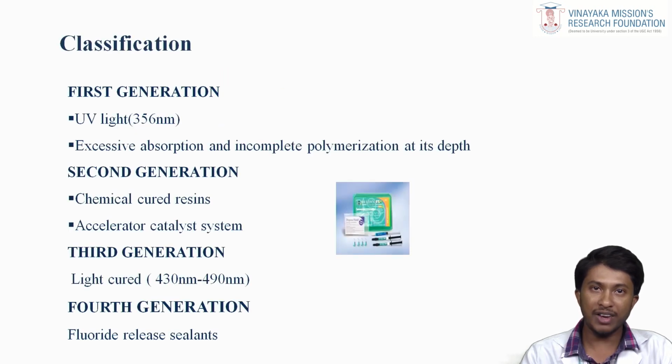Now let us see the classification of pit and fissure sealants based on generation. First generation uses UV light, near 356 nanometer, with excessive absorption and incomplete polymerization at its depth. Second generation is chemically cured resins, an accelerated catalyzed system. The third generation is light cured, usually 430 nanometer. And the fourth generation is fluoride releasing sealants.